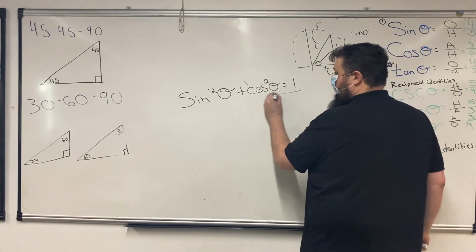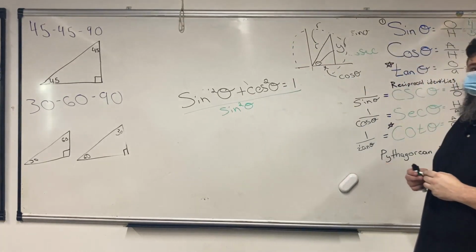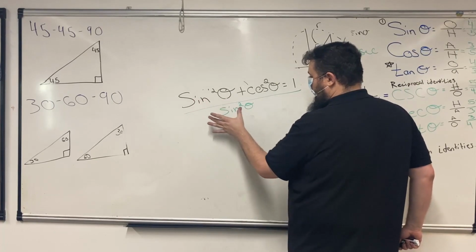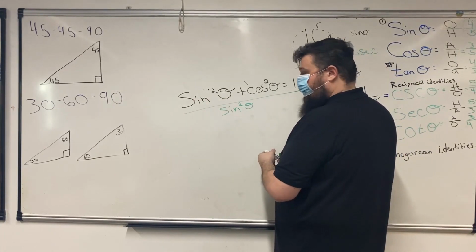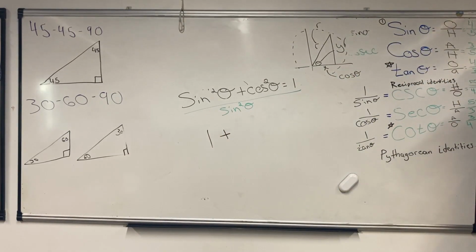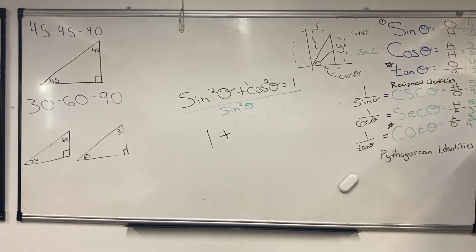Like here, I'm going to divide everything by sine squared theta. What is sine squared theta divided by sine squared theta? If I take this value and I divide it by itself, what am I always going to get? 1. Perfect. Now I have cosine squared theta divided by sine squared theta. What is cosine over sine equal to over here? What was it in your notes?